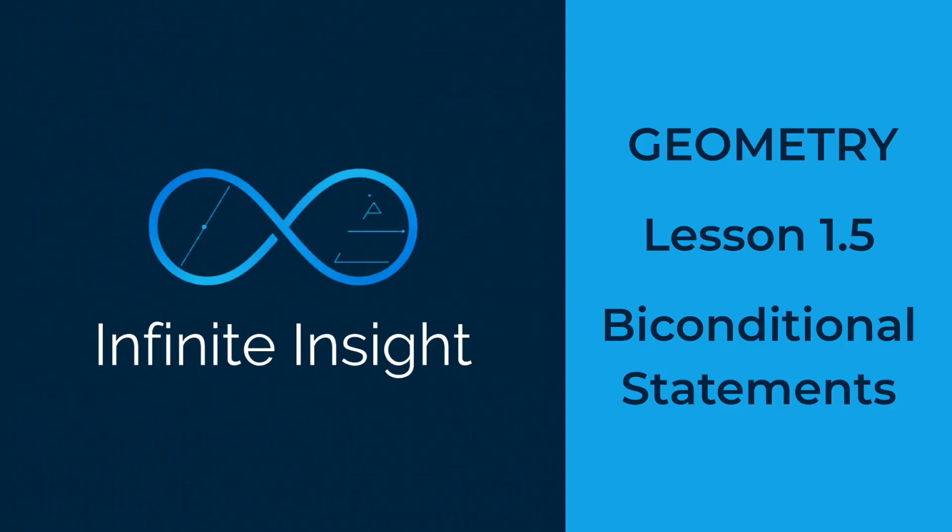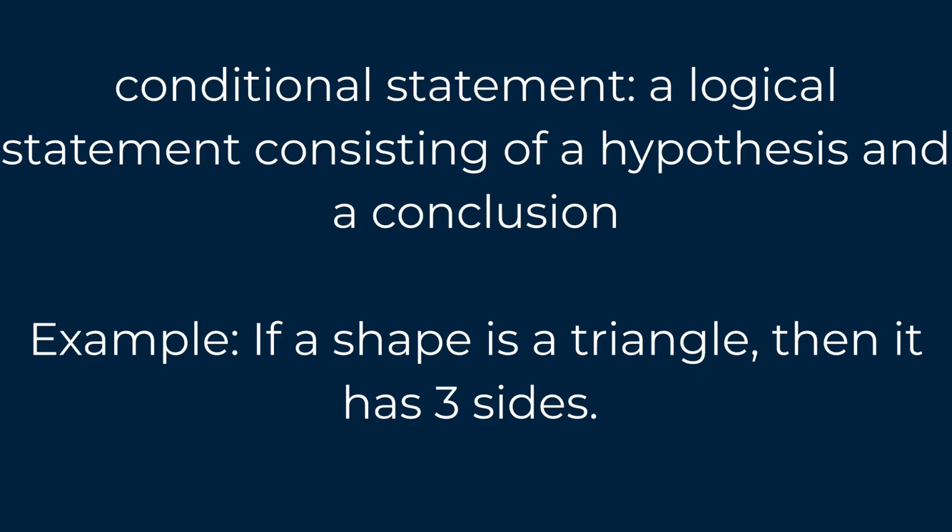Alright, let's begin. So, a conditional statement, as we've seen in 1.3, is a logical statement consisting of a hypothesis and a conclusion. For example, if a shape is a triangle, then it has three sides. A shape is a triangle is the hypothesis, and it has three sides is the conclusion.